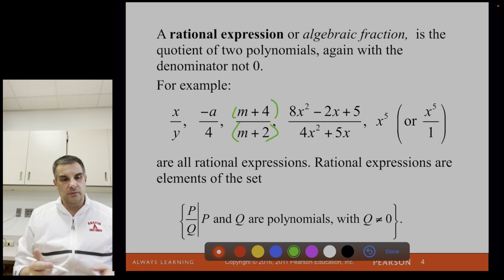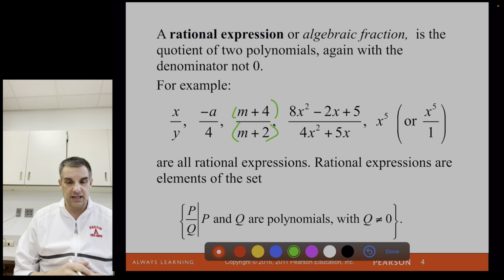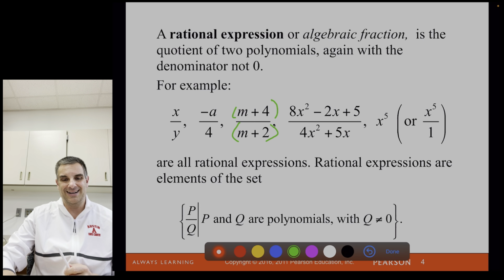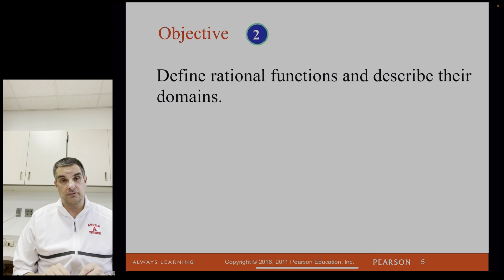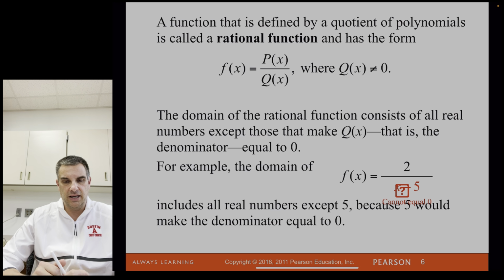Now, keep in mind when we're talking about rational expressions that the denominator cannot equal 0. By definition, a rational expression is something p divided by q. P and q are polynomials, and q can never equal 0. So that's the description of what a rational is. Now that we've defined it, let's talk a little bit about the domains of these things.